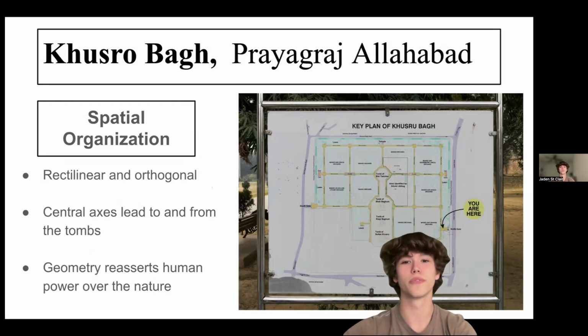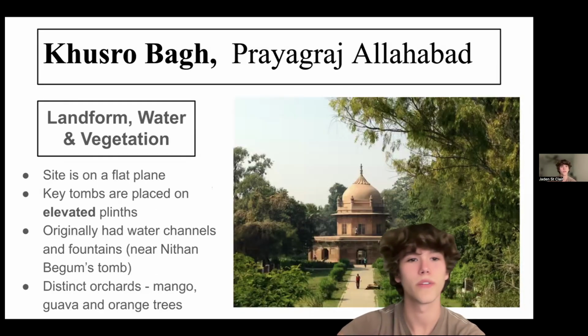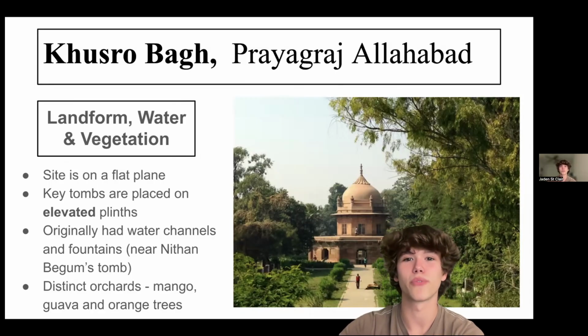It's also a way for people to feel a human order imposed on nature, a key part of Mughal garden thinking. For its landform, it is subtle but important. Khusro Bagh sits on a flat plain, which makes the raised platforms of the key tombs stand out, drawing your eye up as you move through the site.